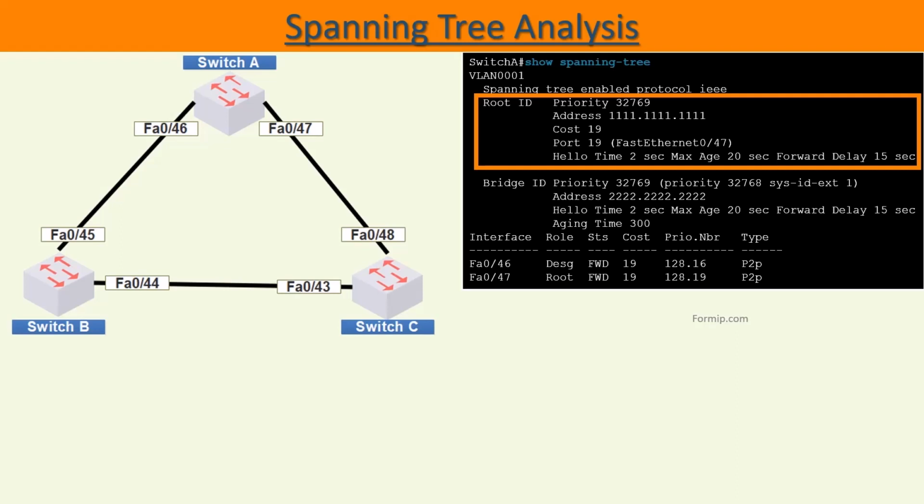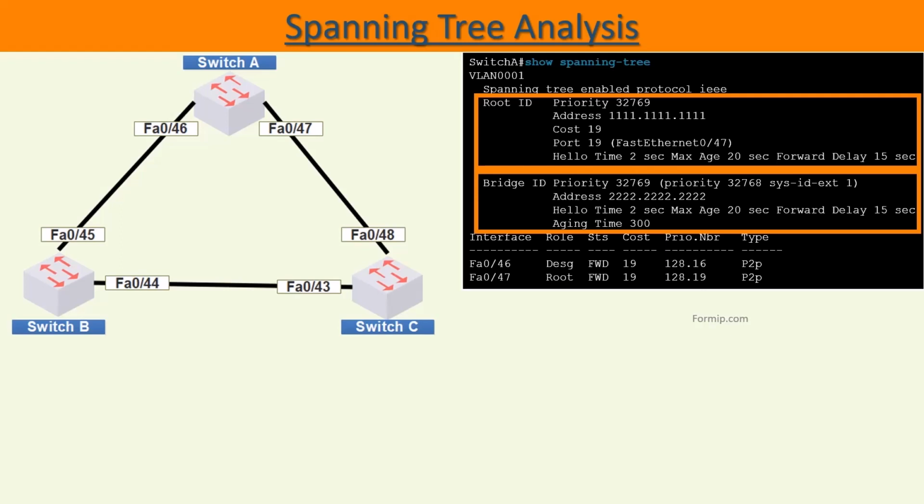From switch A, the cost to reach the switch elected root bridge is 19, and the port leading to it, which is also called the root port, is the FastEthernet interface 0/47. Then the part below corresponds to the information of the local switch. In our example, this is switch A.